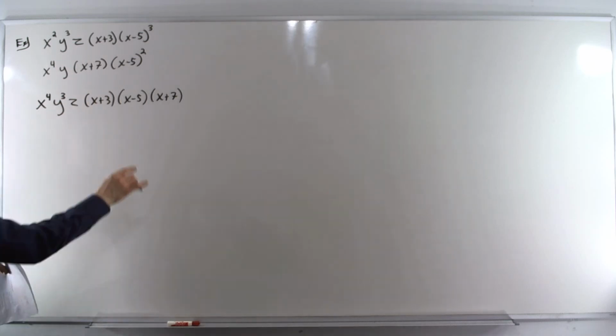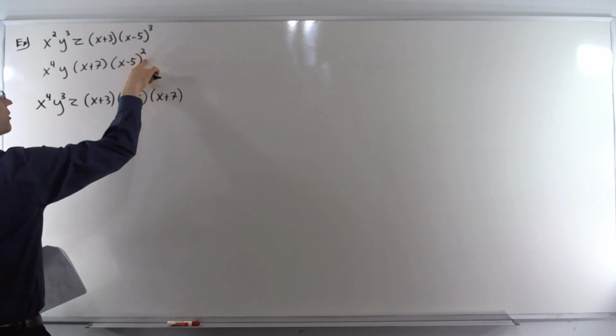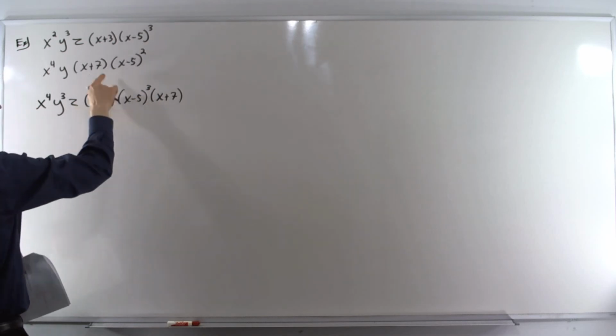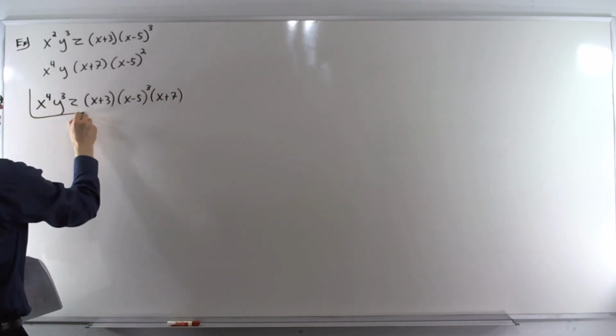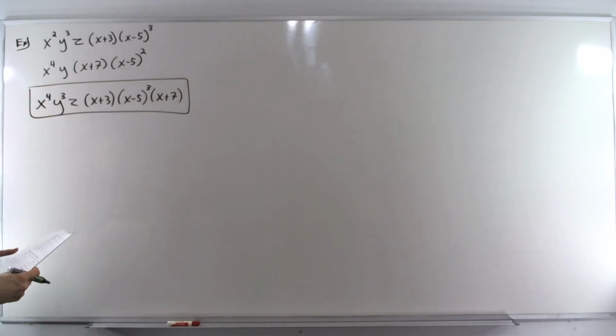Now the x plus 3, we have one of those. That's the first power. X minus 5, we have 2 of those, and 3 is the larger power, so we give 3 there. And x plus 7, that's to the first power. So there's our LCM. Your turn, number 7.